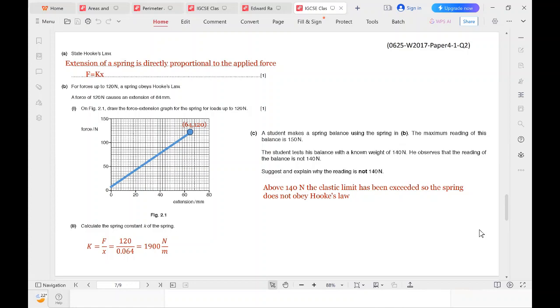So when the force is 120, how do we get the 120 here? We have to count the squares. Here we have 10 squares leading up to 50 newtons. So 10 squares go to 50 newtons. Therefore, 1 square here goes to 5 newtons.